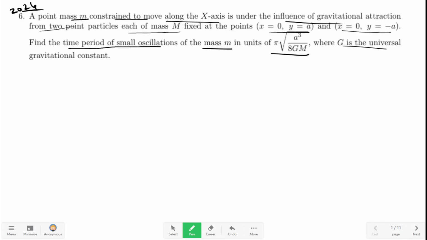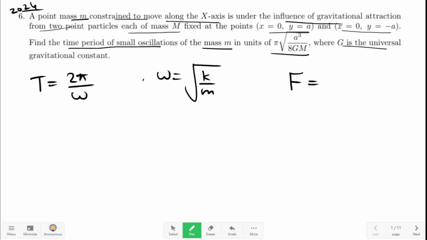Now, time period T is equal to 2 pi by omega, where omega is the angular frequency. Omega is equal to root of k by m, and k is obtained from the equation Fx is equal to minus kx. So first we need to find the force, and then we will write it in this form, and we will compare to find k from there, then we will put it in this equation to obtain omega. Once we obtain omega, we can find the time period using this relation, T is equal to 2 pi by omega.